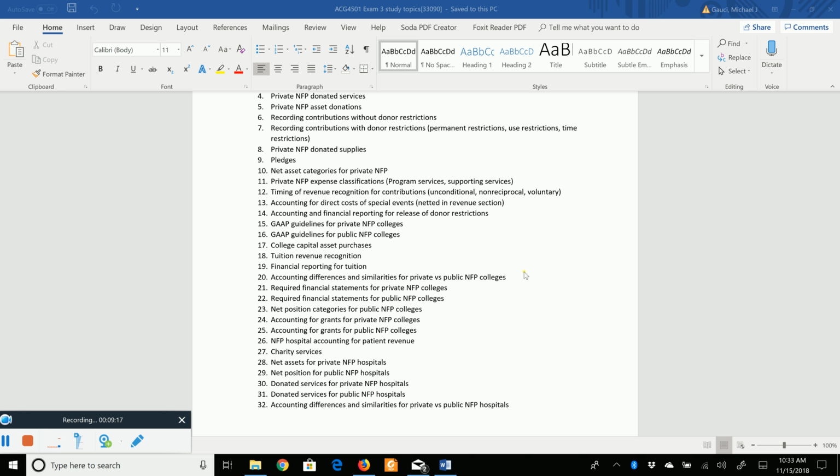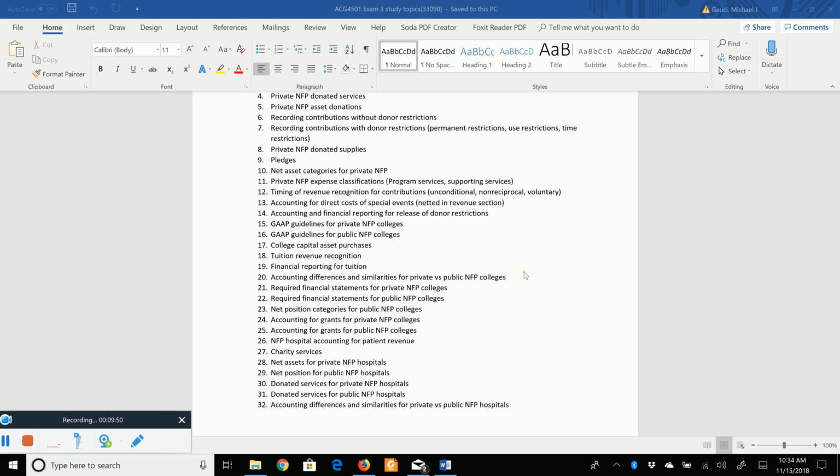So with a private not-for-profit, net assets, once again, is going to be broken down between with donor restrictions and without donor restrictions. And the way we record the contributions and the other revenue items will help us determine what those net asset categories are. So make sure you understand how to calculate the net asset categories. If given a whole bunch of information, you understand where those numbers are coming from.